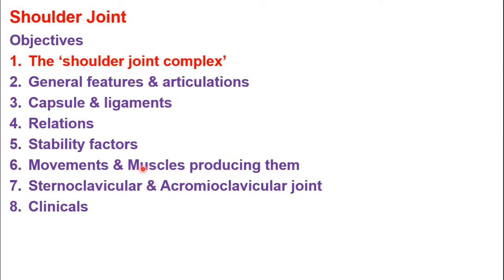A joint which is made up of more than 2 bones is called a complex joint. And also the general features: its articulation, its capsule, ligaments, relations, which factors maintain the stability of the shoulder joint, and movements, and which muscles produce these movements.